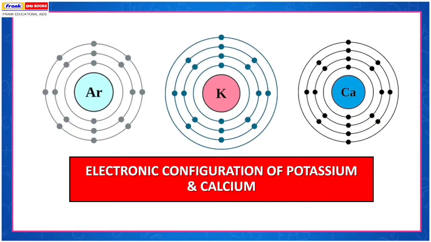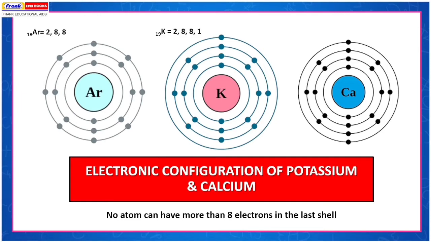Argon with electronic configuration 2, 8, 8. Potassium with electronic configuration 2, 8, 8, 1 and atomic number 19. Calcium with atomic number 20 and electronic configuration 2, 8, 8, 2. No atom can have more than 8 electrons in the last shell according to the octet rule.